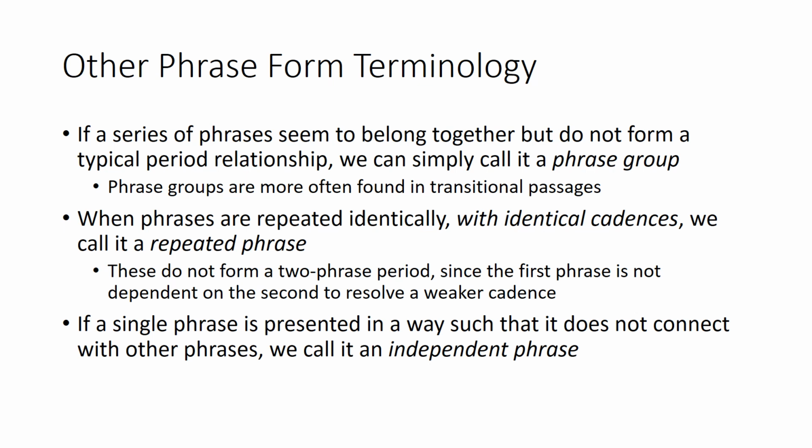When a phrase is repeated identically and the cadences are the same, like you have a PAC and then another PAC, we'll just call it a repeated phrase. It's not creating a period because the first phrase is not dependent on the second to resolve its cadence. So repeated phrase. And the last term is, if you do happen to find a single phrase that doesn't connect with any others, it's just standing alone, that's called an independent phrase. It's actually not that common, but you may find that. So those are all the terms for phrase form, and you can go ahead and take the quiz that follows.